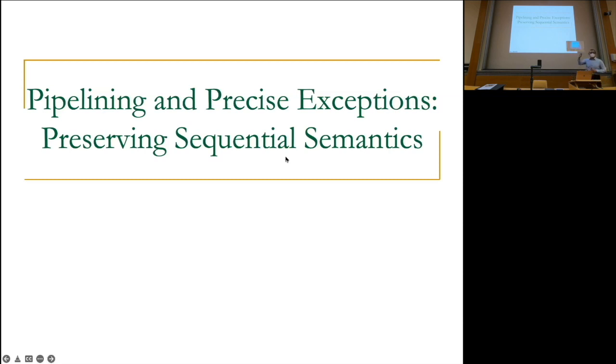Okay, so this is the title of this first part of this lecture. How do we maintain precise exceptions in pipelining? Meaning, how do we preserve sequential semantics? And you may say that, oh, we already covered this, right? You said we discussed that every instruction writes its result into the register file at the end of the pipeline, meaning the write back stage. Yes, that's true, actually.